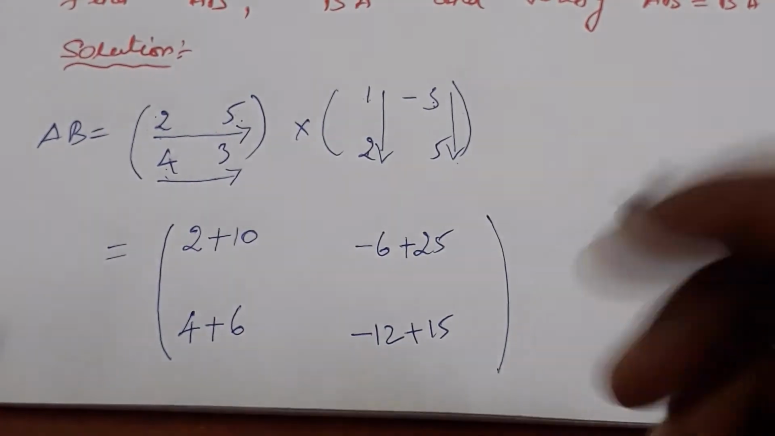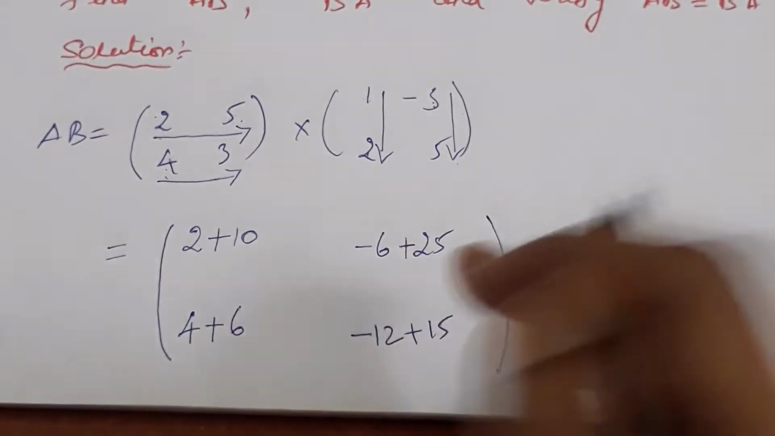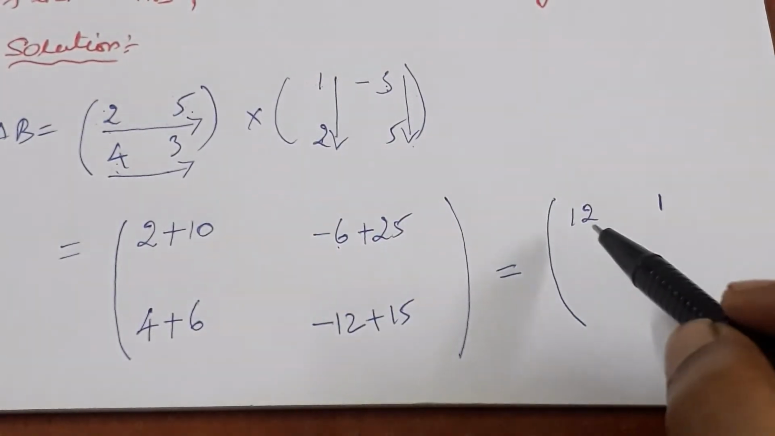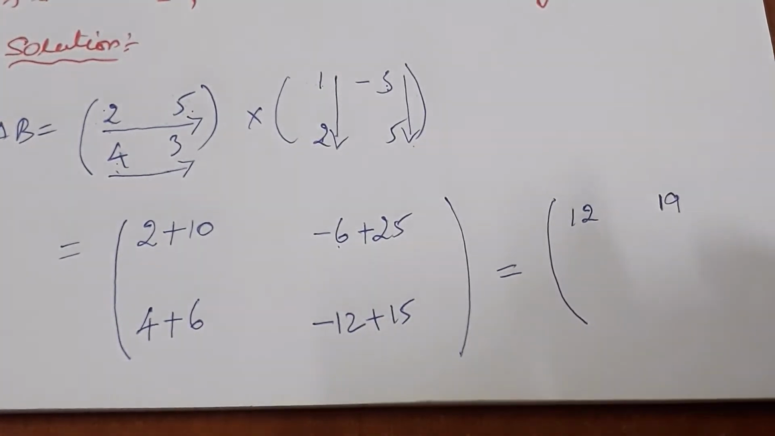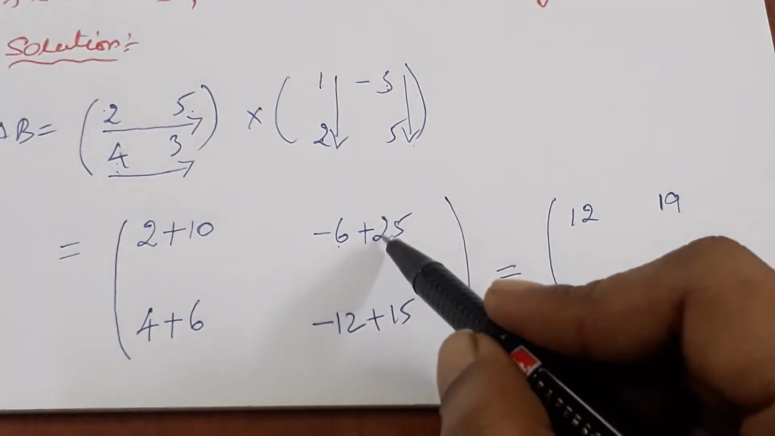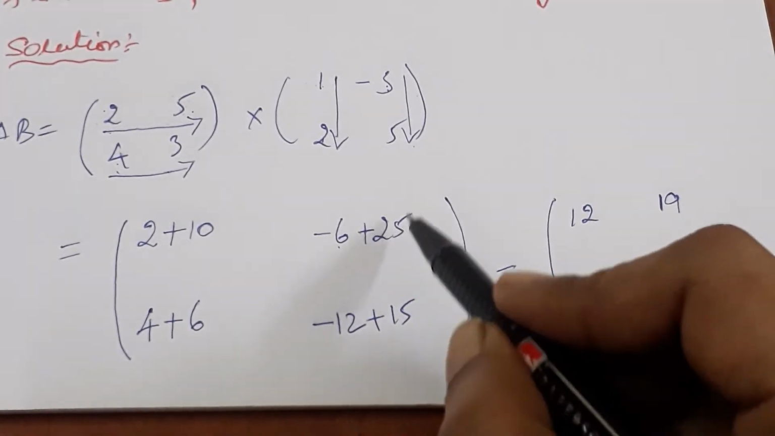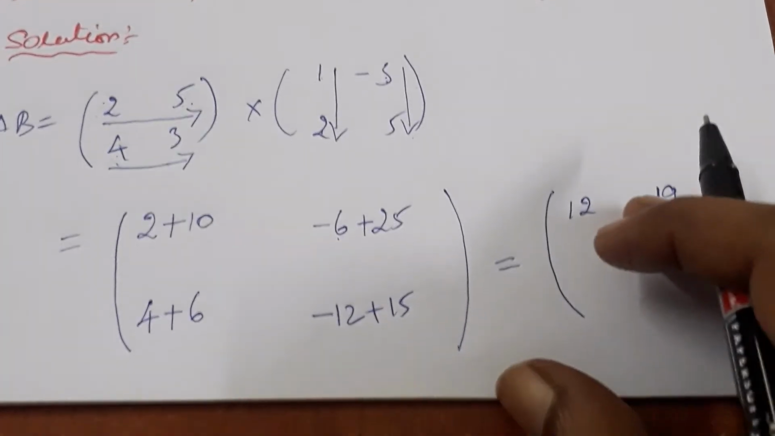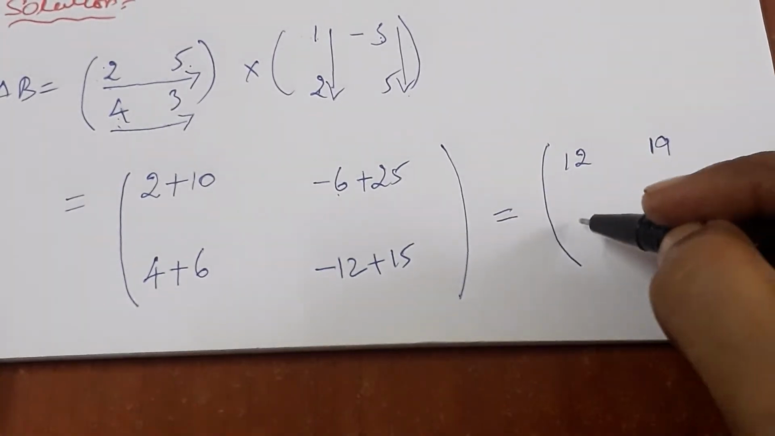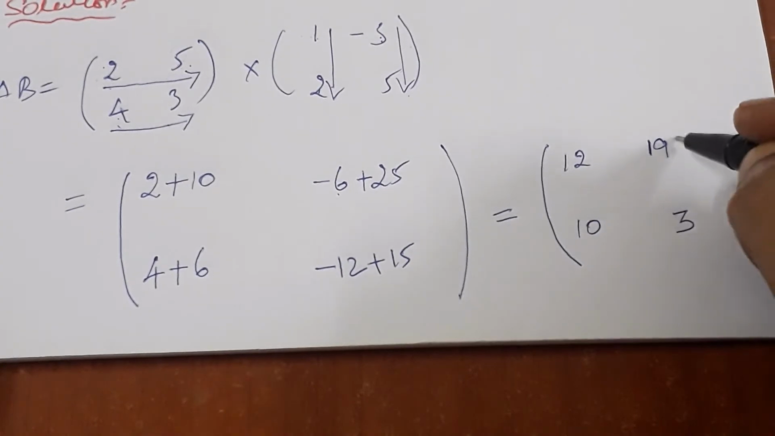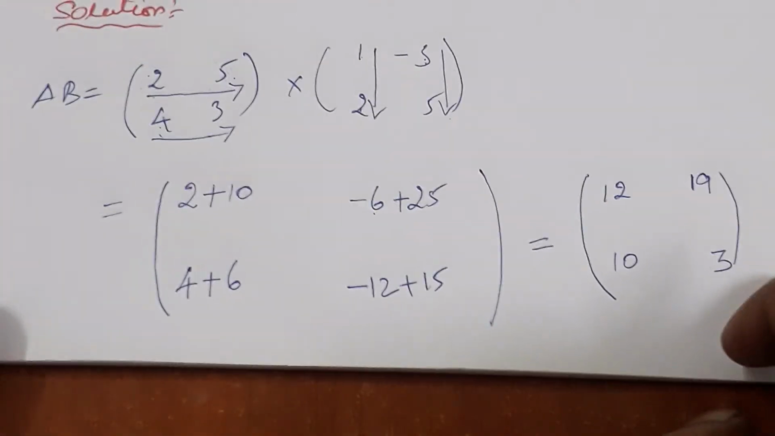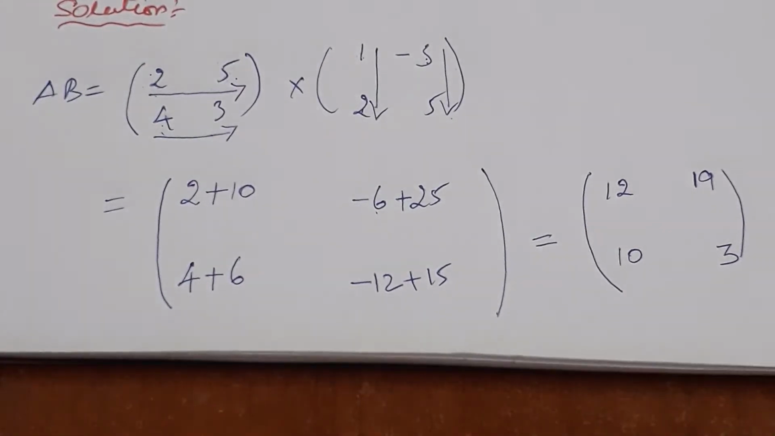Understood clearly? Now we have to simplify this matrix. 10 plus 2 is 12. 25 minus 6 is 19, since our greater number is 25 and its sign is plus, so plus 19. 6 plus 4 is 10. 15 minus 12 is 3. So this is our product matrix AB.